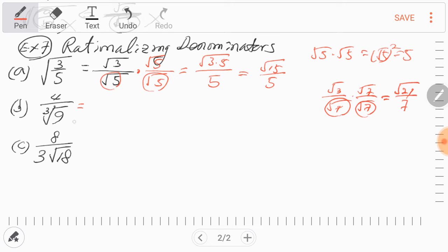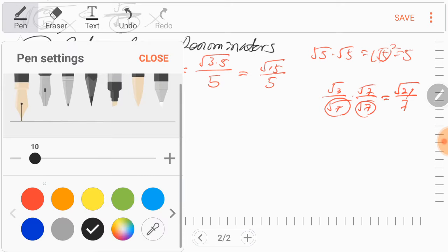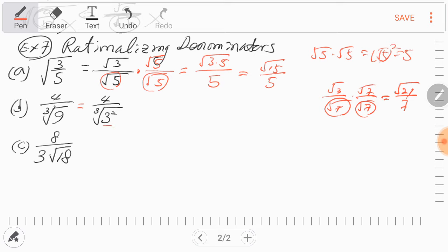So we don't allow a radical in the denominator. Let me write this one again. Okay, cube root. So we will try to make a cube inside of some factors. So 9 is 3 squared. And then look at the radical in this denominator. The radical is 3 squared. The index is 3. So if we have one more cube root of 3, then this will be 3 cubed.